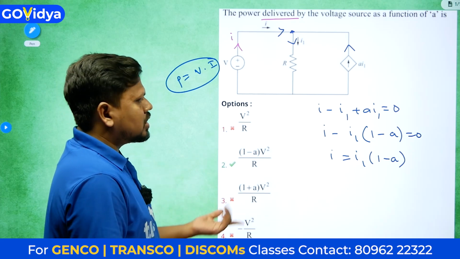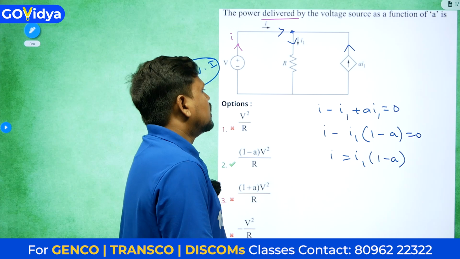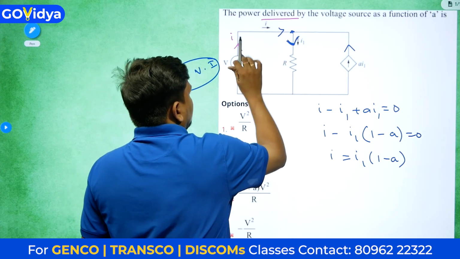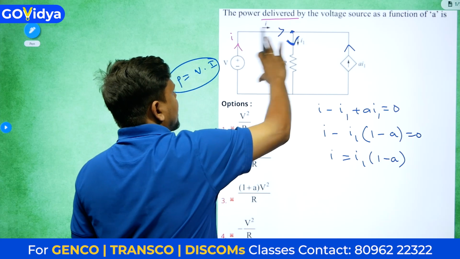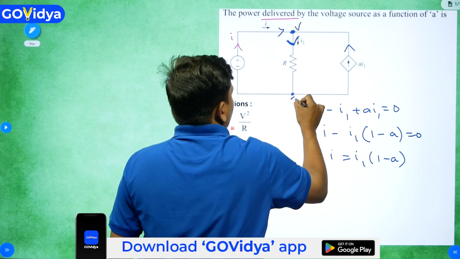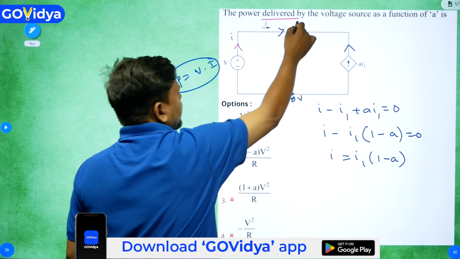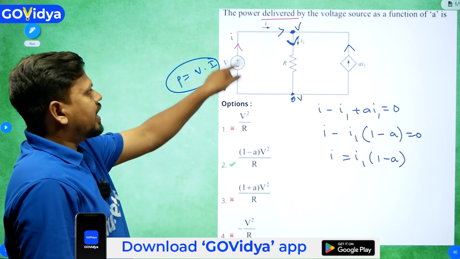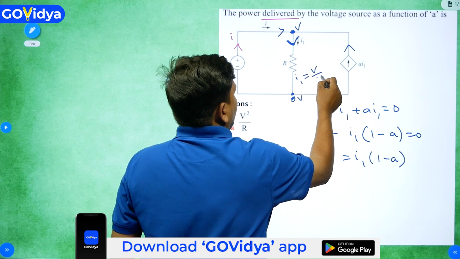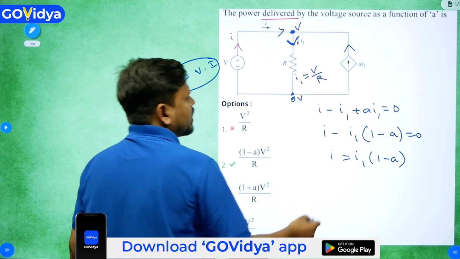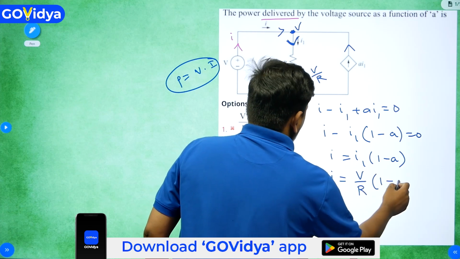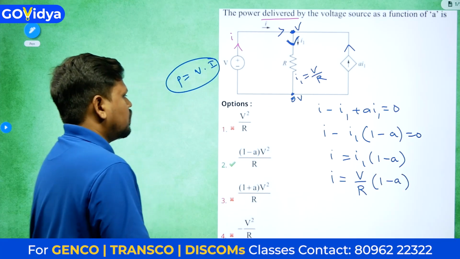But you observe one thing: in the options there is no I1, so we should have some other equivalent. The voltage across these two terminals is directly V. From here to here, this is 0 and this is V, so the voltage across the resistor is V, which means I1 equals V by R. Then we can write I equals V by R into (1 minus A).